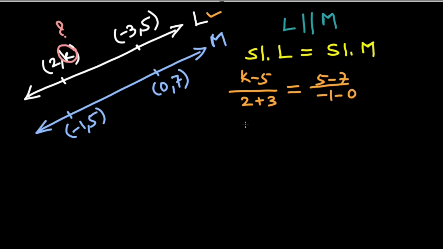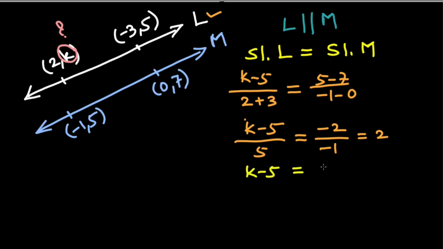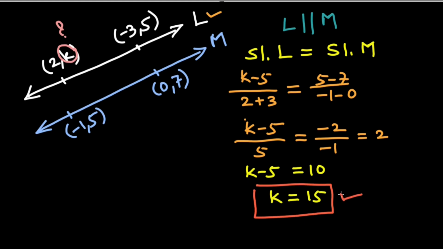It will be k minus 5 divided by 5 equals minus 2 divided by minus 1, which will be 2. By cross multiplication, we get k minus 5 equals 10, that is k equals 15. So this is the value of k.